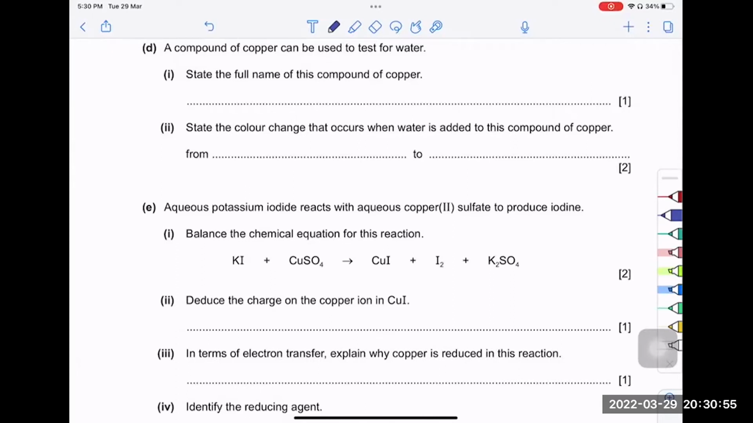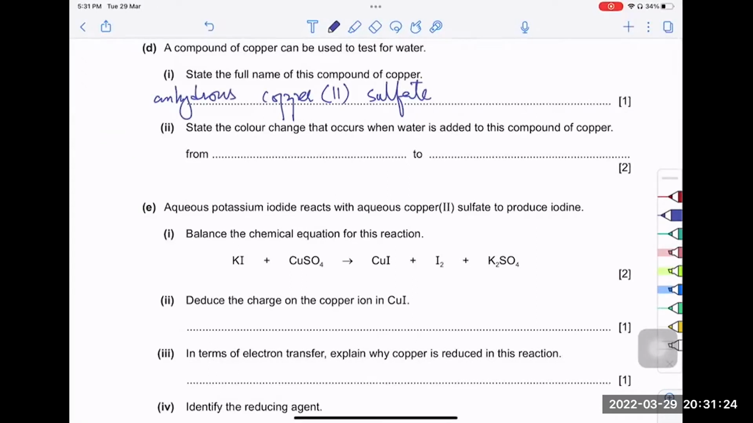It goes white to blue. Copper sulfate. Copper 2 sulfate. Very good. Because the examiner is saying write the full name, we should write copper 2 sulfate. But copper 2 sulfate on its own is not enough. We need it to be white, and it is white if it is anhydrous. So anhydrous copper 2 sulfate.